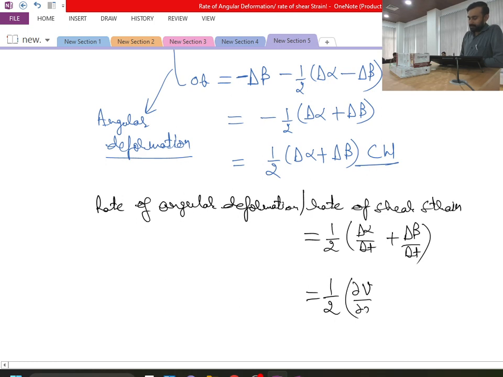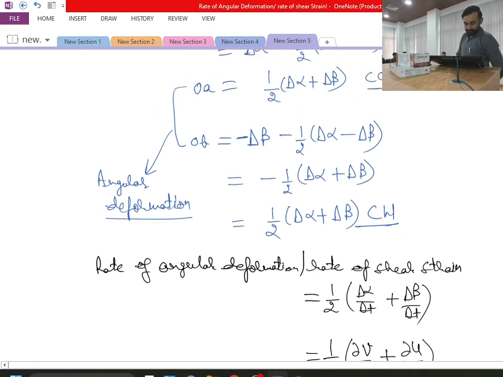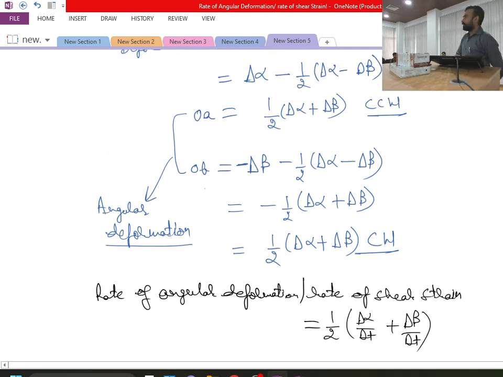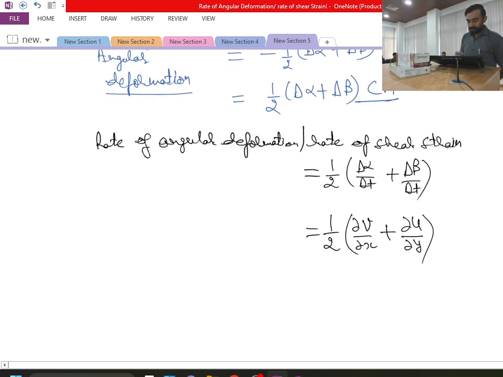dV by dx, and delta beta by delta t was, okay. So this is nothing but my rate of shear strain. Whenever I am defining this shear strain, either if you calculate on face OA or you calculate on face OB, in both the cases the rate of shear strain is coming out to be same. Typically, whenever we represent the shear strain, or in general strain in fluid dynamics, we will be using the symbol epsilon.